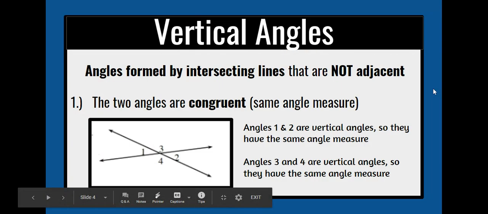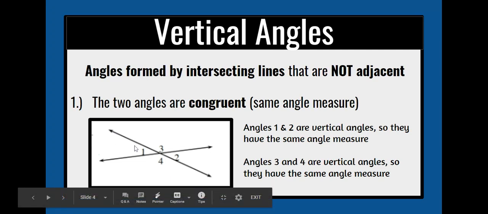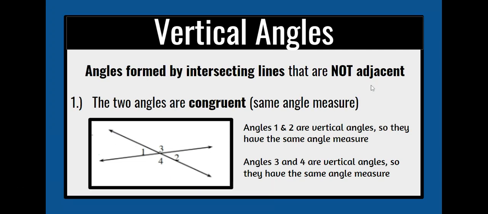Now, vertical angles are angles that are formed by intersecting lines. Okay, you can see here in this example, we have two lines, this line here and this line here, but they are not adjacent to each other. So meaning they're not sharing a common side. They only share a vertex. That's all they share. And the really nice thing about vertical angles is they are congruent, which means they have the exact same angle measure.